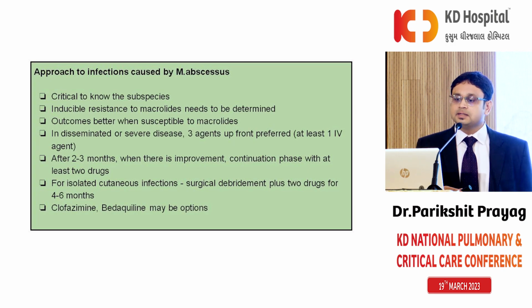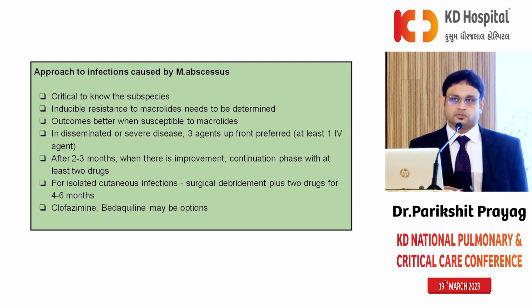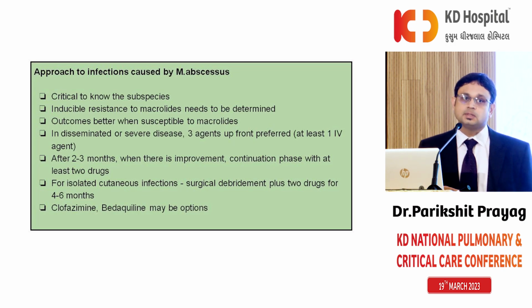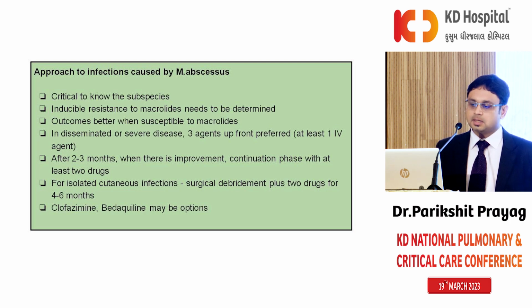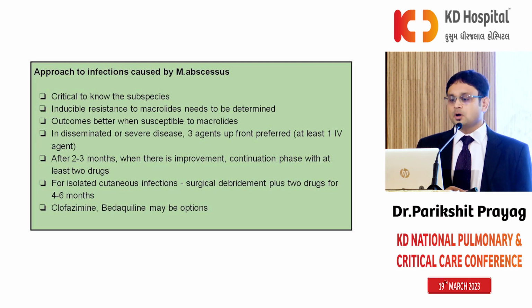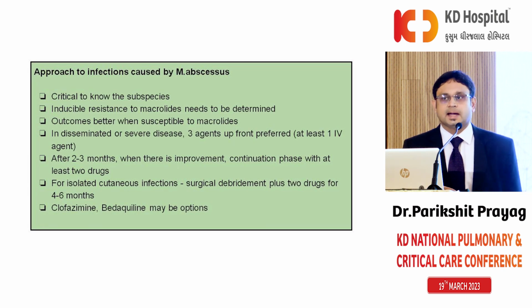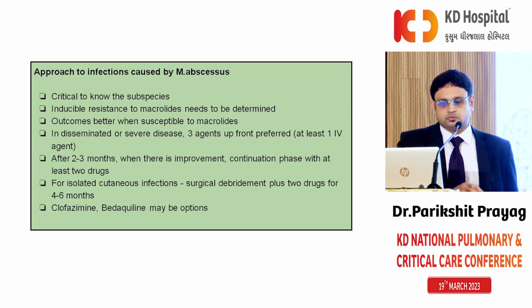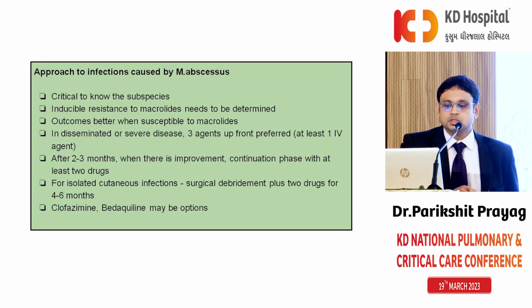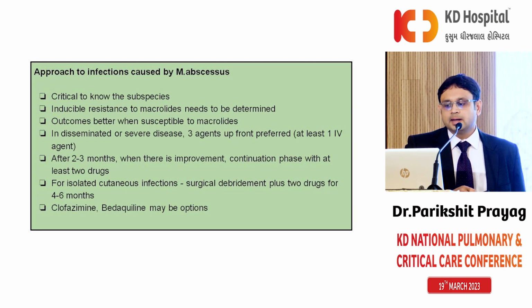Now, outcomes are better when these species are susceptible to macrolides, and that's why outcomes with abscessus and bolletii are worse than the outcomes for massiliense. In disseminated or severe disease, I want to use 3 agents up front. So at least 1 IV agent. Now we are using amikacin, linezolid and tigecycline for him. Unfortunately, because of lack of options, we will have to use 2 IV options up front. After 2 to 3 months, when there is improvement, you can have the continuation phase with at least 2 drugs.